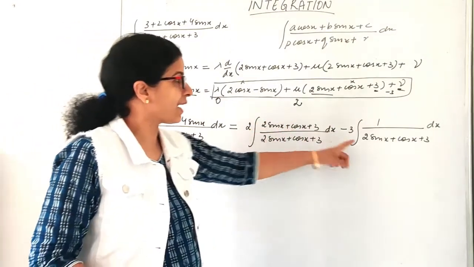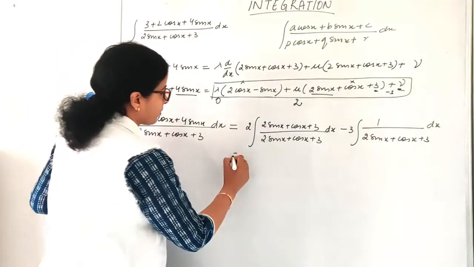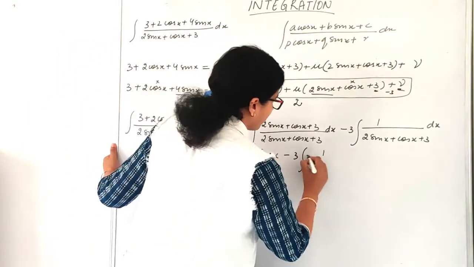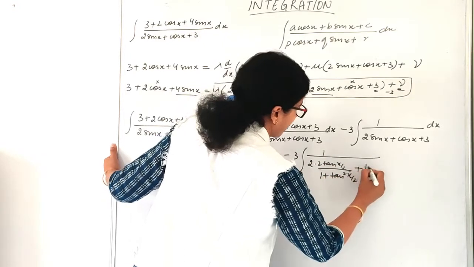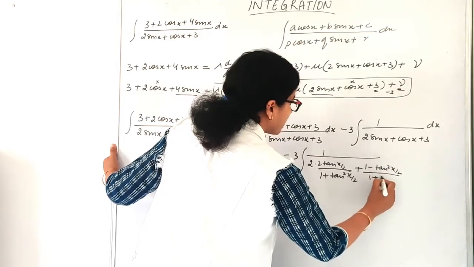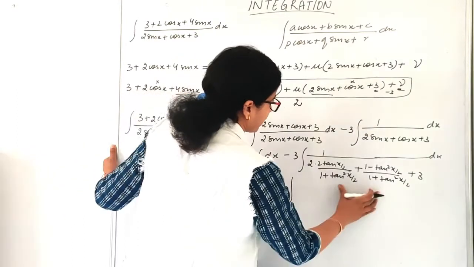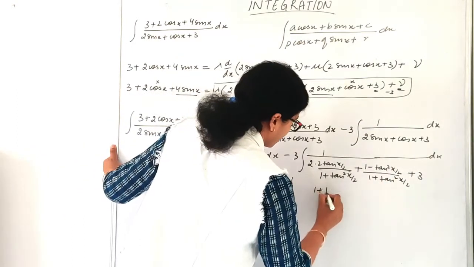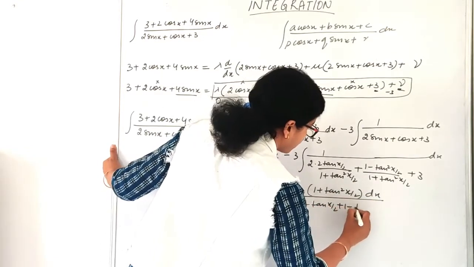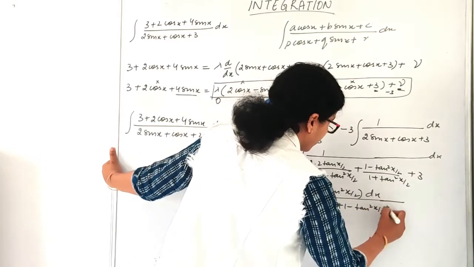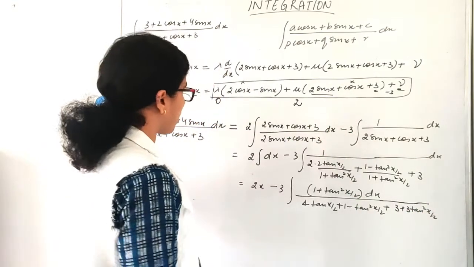Simple, this will get cancelled, and here we have to substitute the submultiple formulas of sin x and cos x. So what am I getting? 2 integral dx minus 3 integral of 1 upon 2 tan x by 2 upon 1 plus tan square x by 2 plus 1 minus tan square x by 2 upon 1 plus tan square x by 2 plus 3 dx. So it will become 2x minus, we will solve the denominator part. So 1 plus tan square x by 2 dx upon 4 tan x by 2 plus 1 minus tan square x by 2, and taking the LCM, plus 3 plus 3 tan square x by 2.